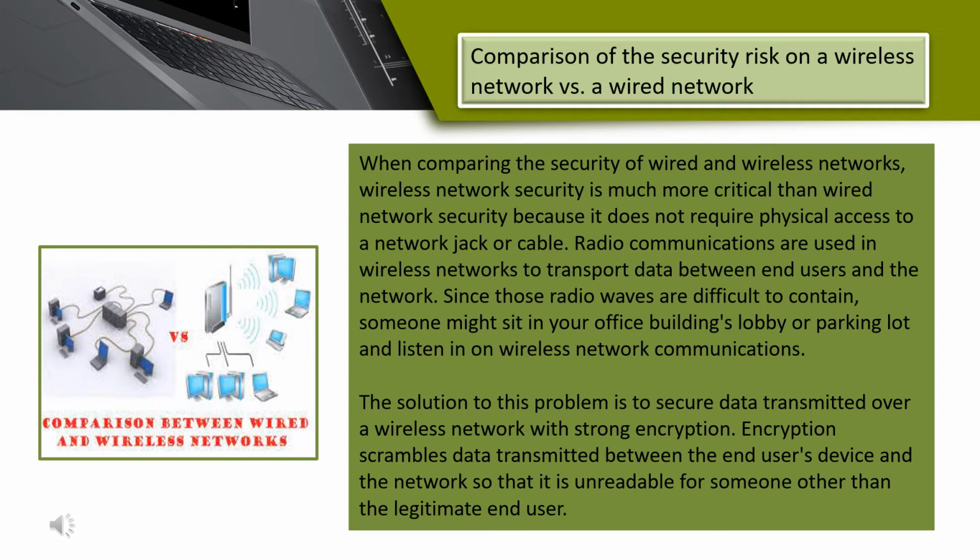The answer to this problem is to use strong encryption to protect data transmitted over a wireless network. Encryption uses ciphers to scramble the data sent between the end user's computer and the network in such a way that it is indecipherable to anyone other than the legitimate end user.